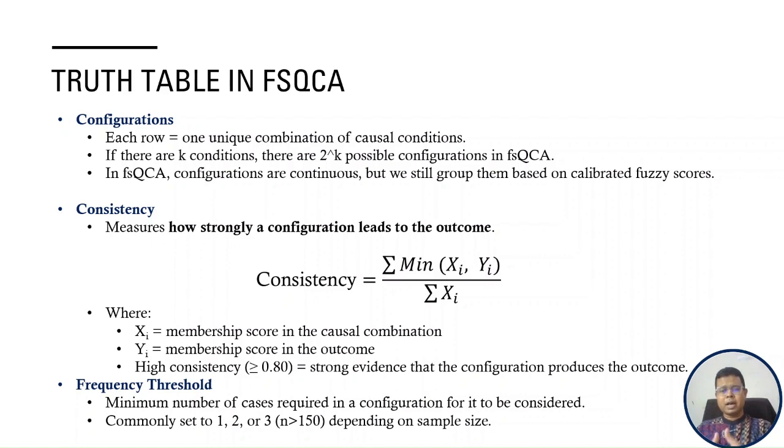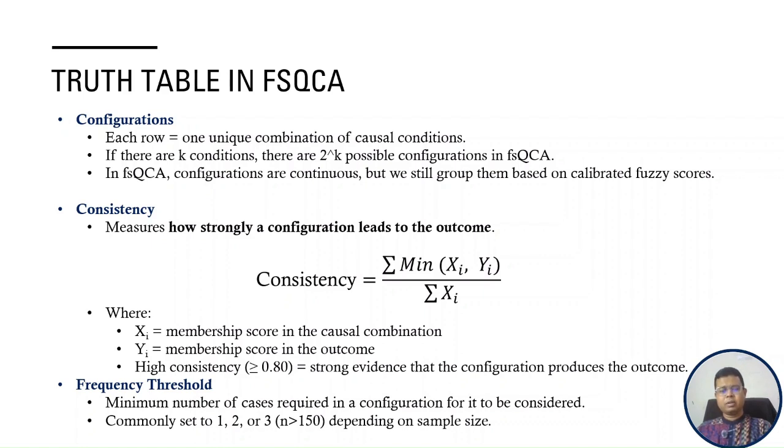So what is high consistency? Basically, high consistency means the consistency value is greater than or equal to 80%. It is strong evidence that the configuration produces the outcome. But in many theories, you will find greater than or equal to 0.75 is fine. In some cases it depends on context and sample size. In many cases, you will find 0.85 or 0.90.